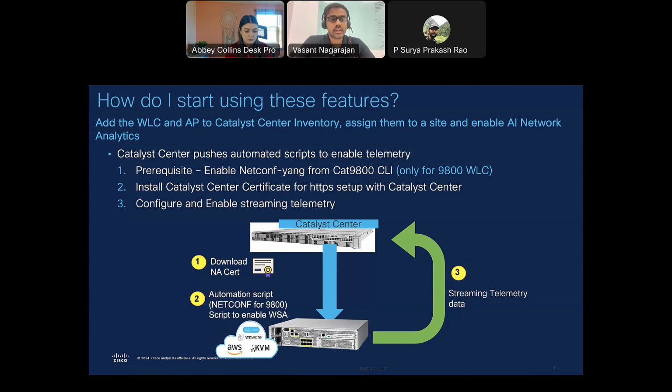And that's it. Catalyst Center is going to take care of installing the certificate on the wireless controller and enabling streaming telemetry by using automated scripts, pushing the subscriptions which are required. As soon as it does that, the device is going to start streaming telemetry data to Catalyst Center. The only prerequisite is, since we use NETCONF to send data, you need to enable NETCONF on your 9800 controllers. We also discussed certain features where we use machine learning. For that, you need to have AI Network Analytics enabled. That's the only extra step you need to do if you want to use some of the machine learning features.